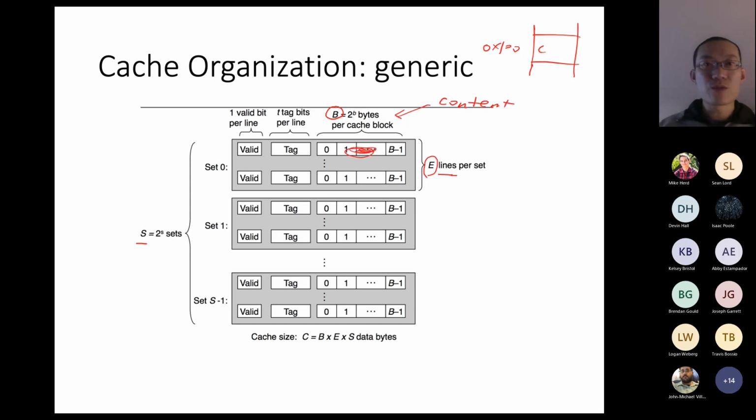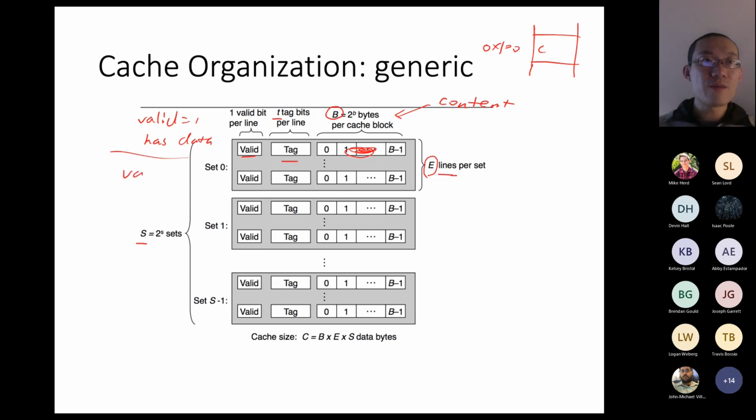If we look at the next one, which is the tag. For the tag, lowercase t denotes the number of bits we use for the tag. And we will talk about this tag; it's related to the address. And the next one is the valid bit. The valid bit indicates whether this line is empty or not. If the valid bit is 1, that means this line has data.